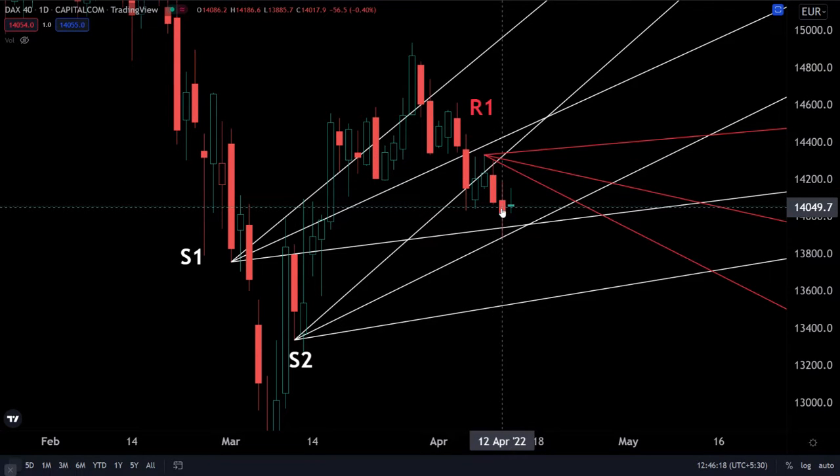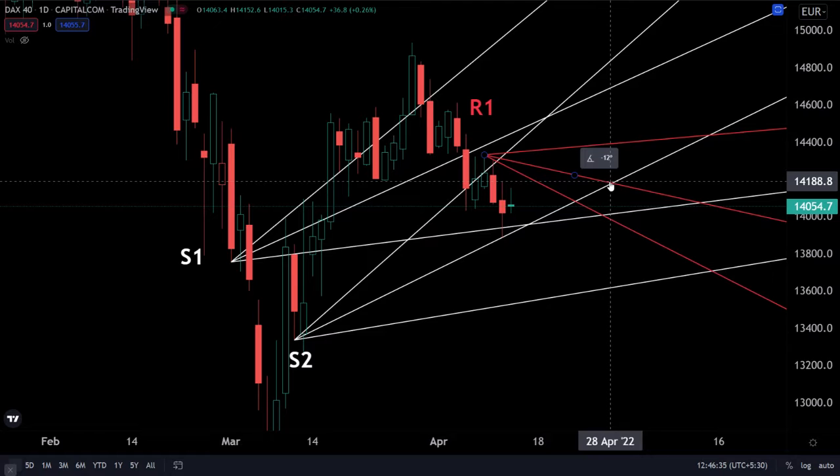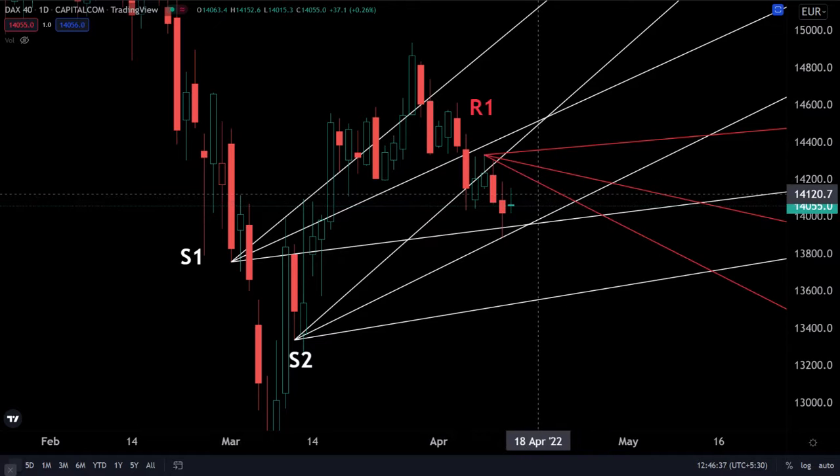In my previous video yesterday, I mentioned the two resistance levels, if you recall, at 14,080 and 14,180. These are the intersections right here and here. This is the 180, this is the 80.